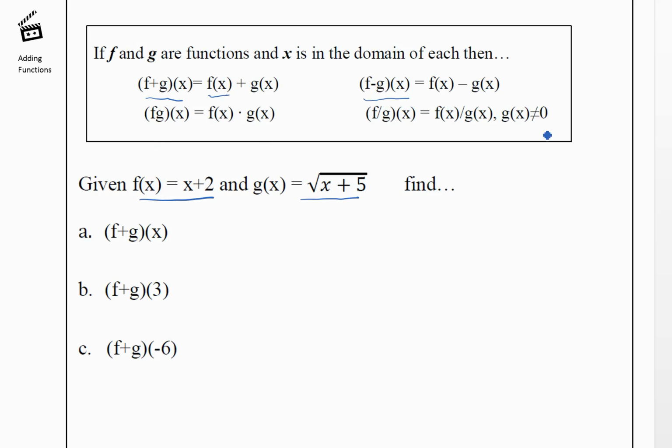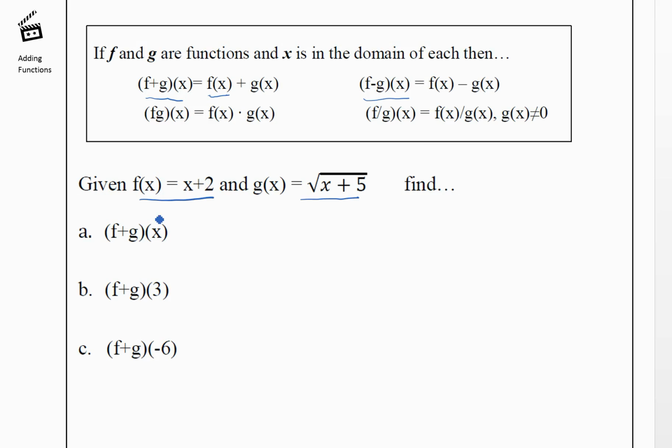And we'll talk about the domains a little bit later, but one thing we have to be careful about when we divide is that anything that made g of x 0 can no longer be in the domain of f divided by g of x, because then you would be dividing by 0, and we know that's not allowed. Okay, so let's work through this first example.